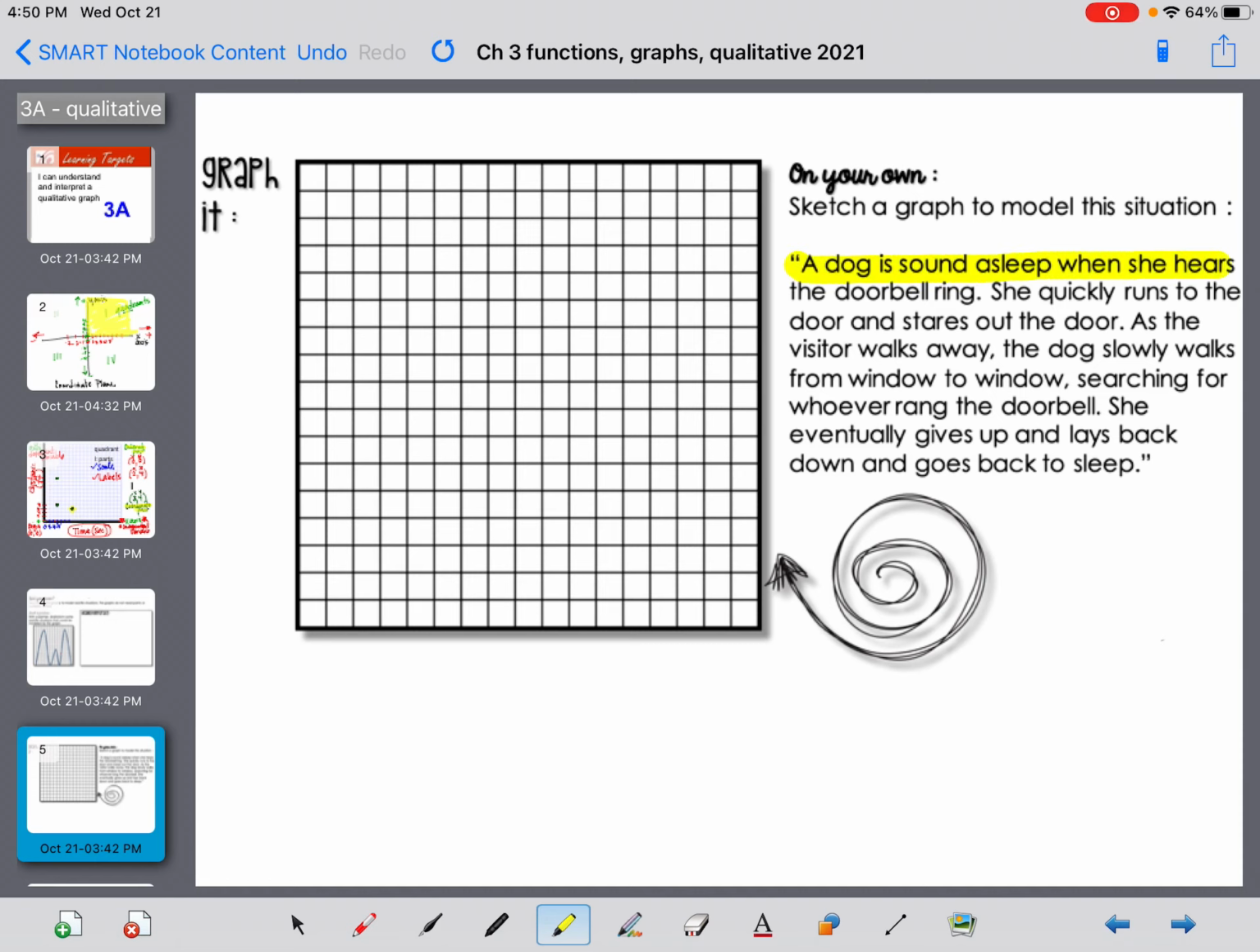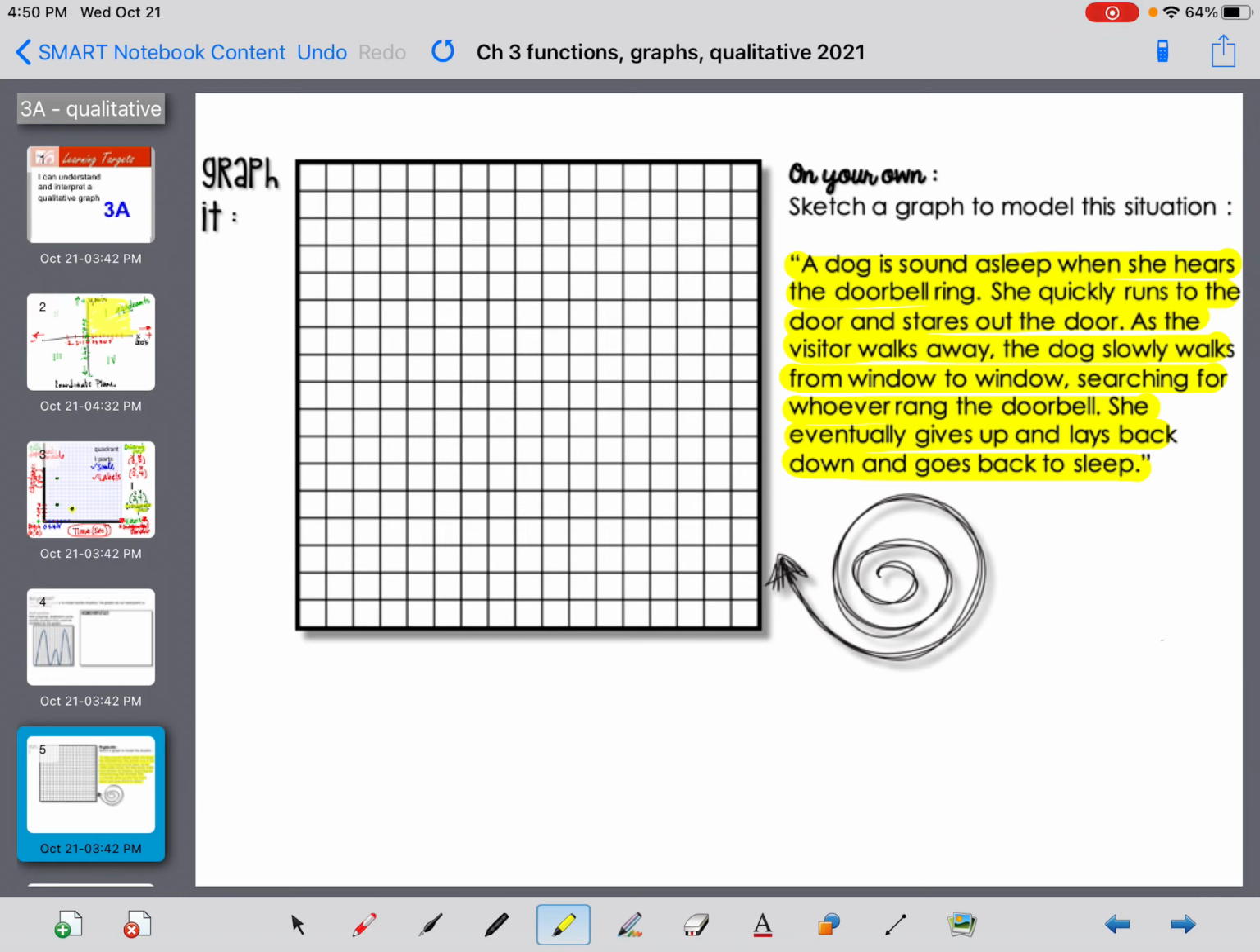A dog is sound asleep when she hears the doorbell ring. She quickly runs to the door and stares out the door. As the visitor walks away, the dog slowly walks from window to window, searching for whoever rang the bell. She eventually gives up and lays back down and goes to sleep. So try and come up with a graph that might represent that scenario. Pause the video now.